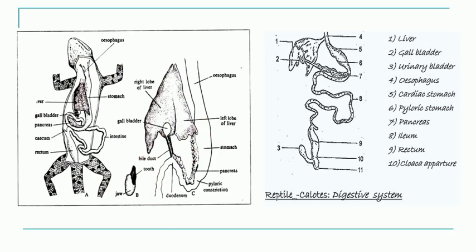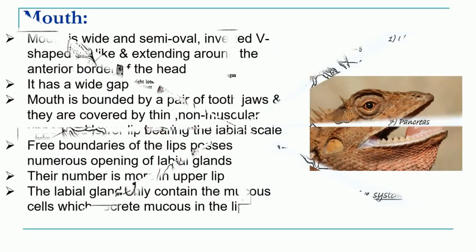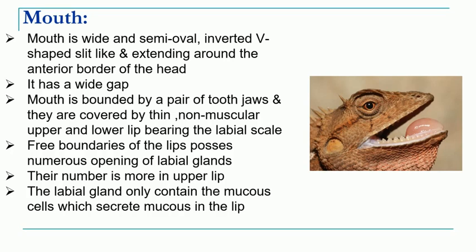So let's begin from the first part of the digestive system, that is the mouth. The mouth is a wide, semi-oval, inverted V-shaped slit-like structure. Here you can see a V-shaped structure which is called the mouth. It is present at the terminal end of the body, and it has a wide gap. Now this mouth is bounded by a pair of toothed jaws. There are two jaws, upper jaw and lower jaw, and teeth are present in both the jaws.